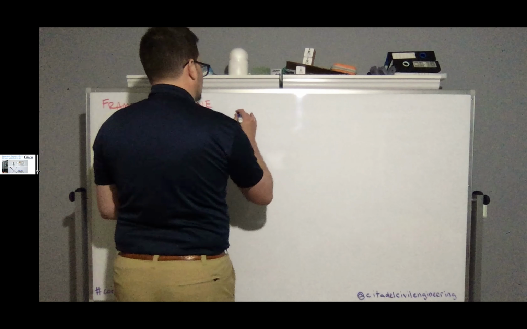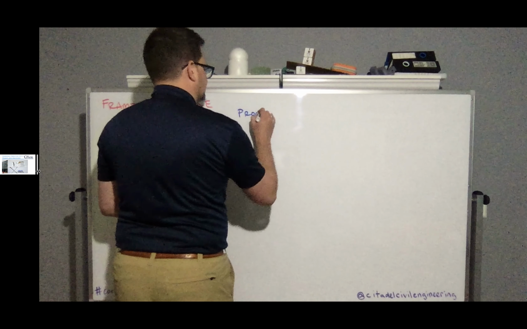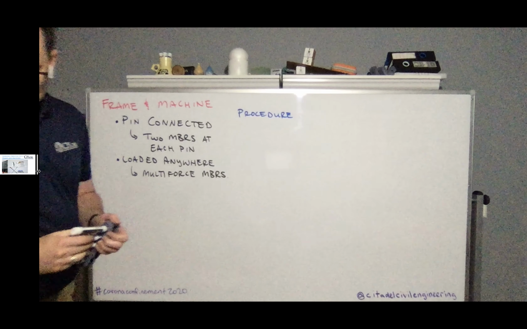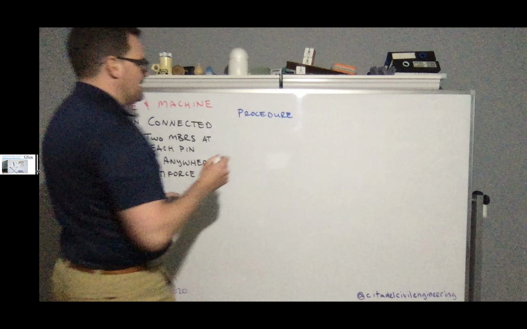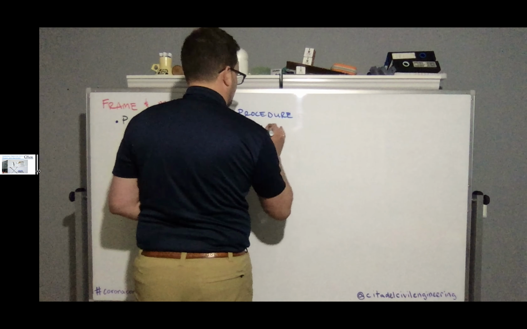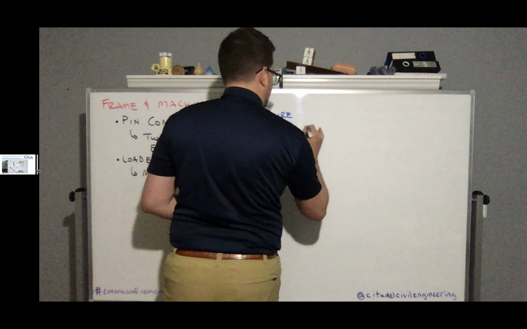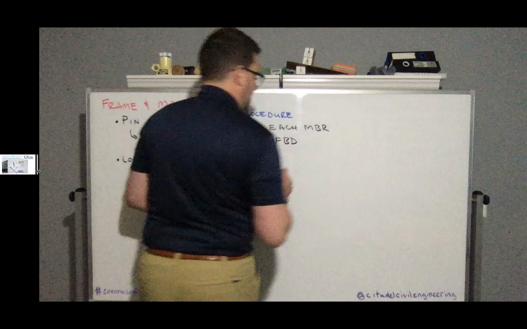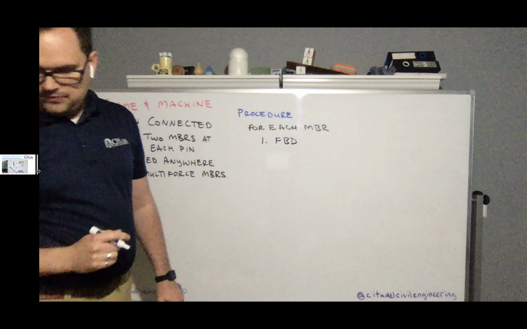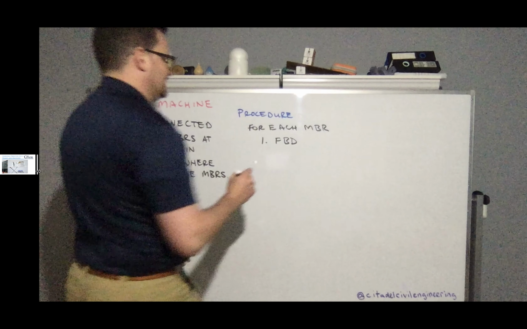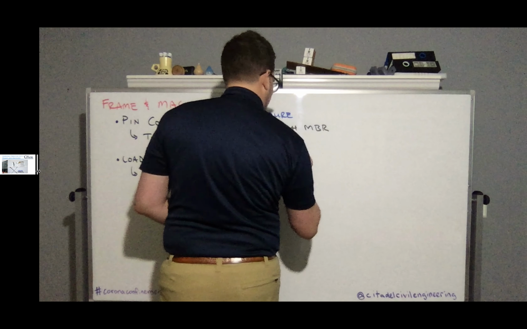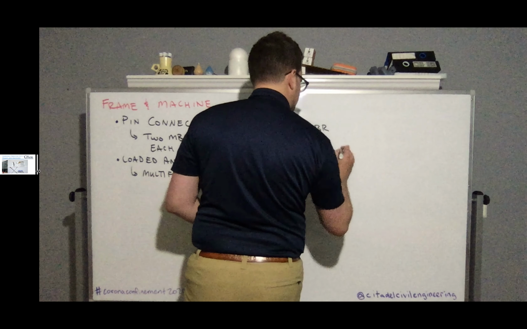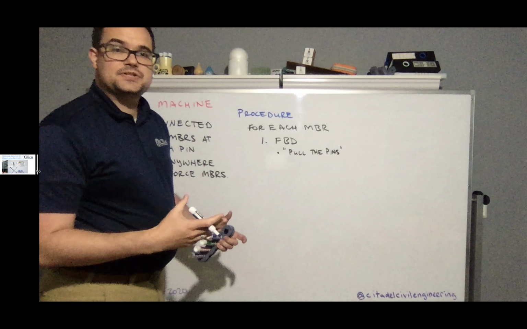So when we think about a procedure for analyzing this type of structure, for each member, we're going to draw a free body diagram, FBD, for each and every member. So the idea is that our phrase will be to pull the pins. And what happens when you pull the pin? Well, that whole structure is going to come apart.